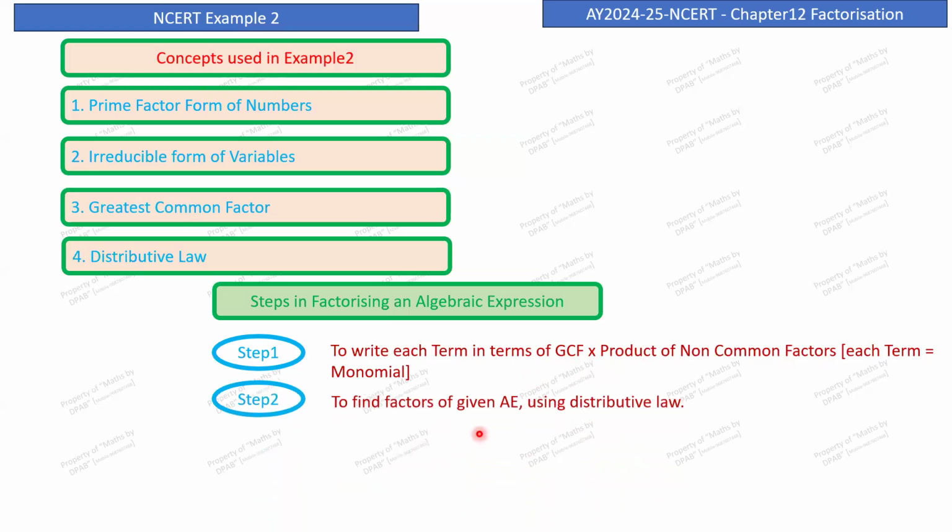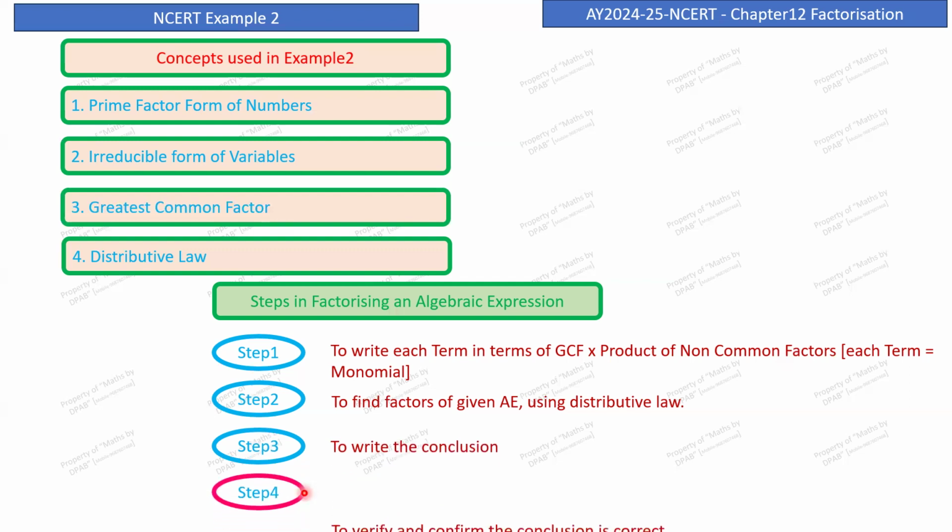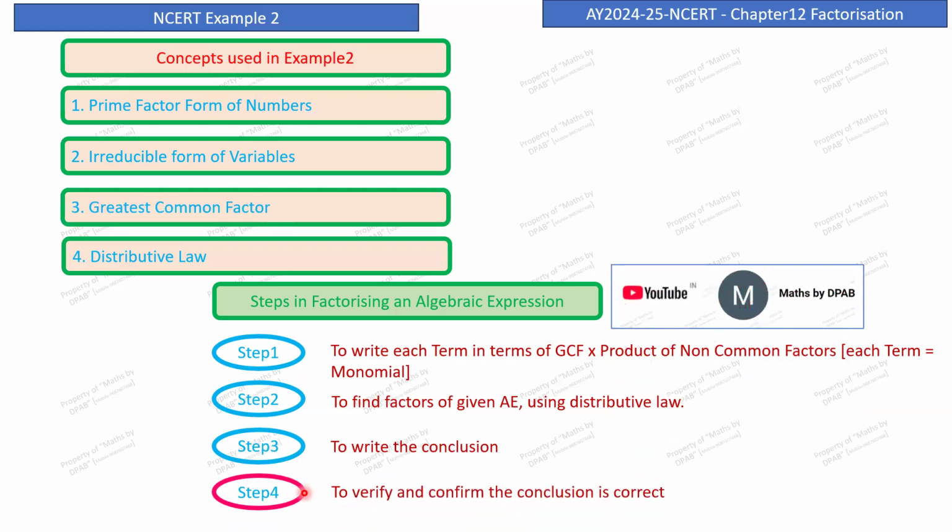What is step number 2? To find factors of the given algebraic expression using distributive law. We have written this distributive law, so it is coming in step number 2. Whereas in step number 1, we will be using the concept of prime factor form of numbers, irreducible form of variables, then greatest common factor among all the terms if it is a two-termed algebraic expression. If it is a three-termed algebraic expression, we will be finding the greatest common factor of all the three terms. If it is having some 7 terms in the original algebraic expression, we need to find the greatest common factor among 7 terms. For that, we will be using the irreducible form of variables and prime factor form of numbers, right? Then finally, step 3, we will have to write the conclusion. And step 4 is your self-evaluation skill, which is mandatory to ensure that the answer, whatever you have brought, is correct.